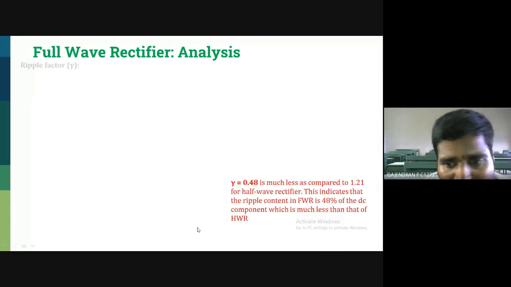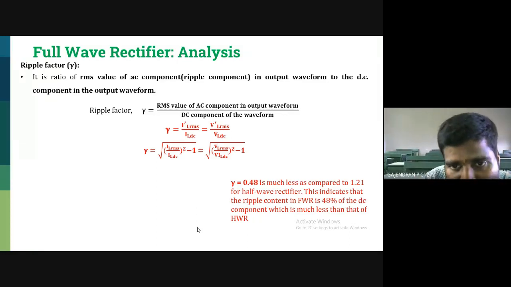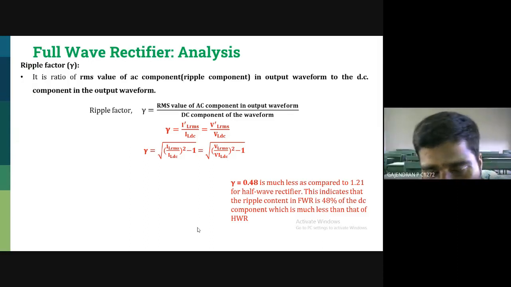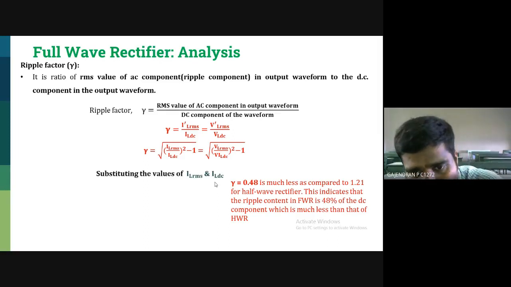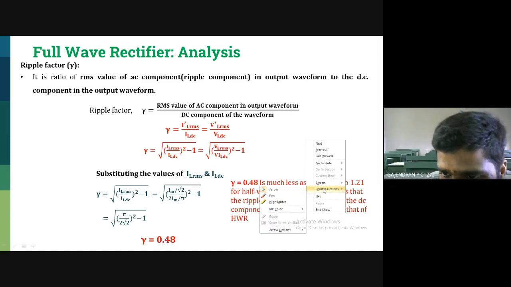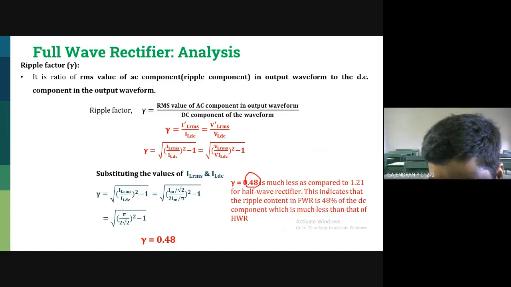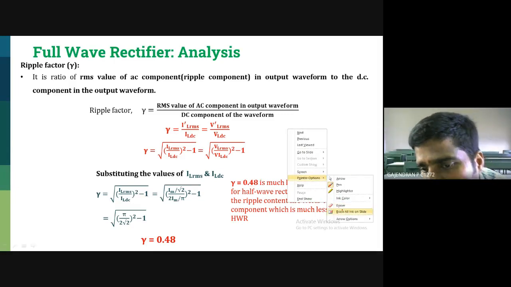Yes. Now we will see the ripple factor. So for ripple factor, you need to take the same formula: the RMS value of the AC component present in the output waveform to the DC component in the same output waveform. If you take this formula, you will get the answer as 0.48. It is much less than your half-wave rectifier. Here the ripple is very low as compared with your half-wave rectifier. Okay? So the full wave rectifier ripple factor is lower, what does that mean? Ripple in my output waveform is lesser.